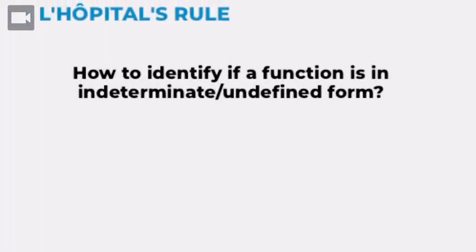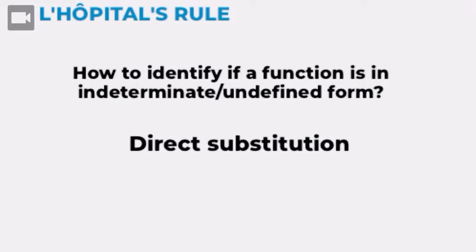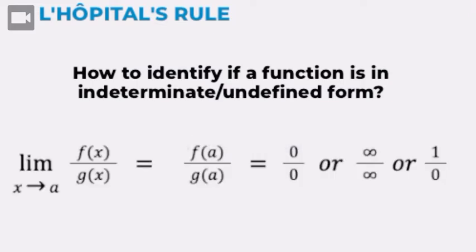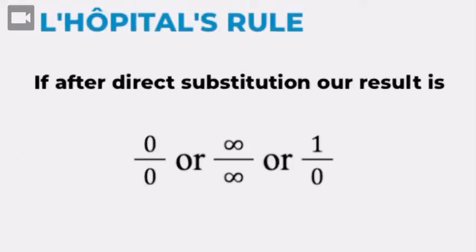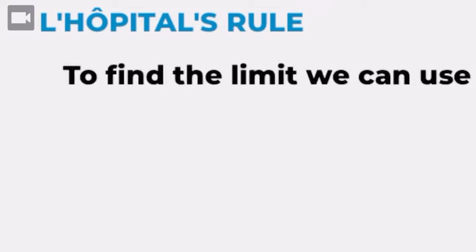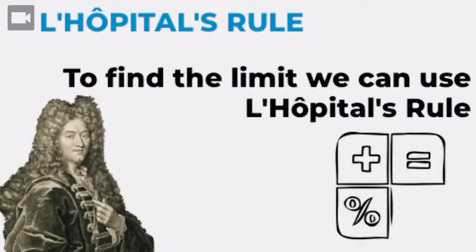In order to know if our function is an indeterminate or undefined form, we can use direct substitution. If we plug x equal to a into our function, our result should be 0 over 0, infinity over infinity, or 1 over 0. If we end up with these forms, to find the limit we can use what's called L'Hôpital's rule.